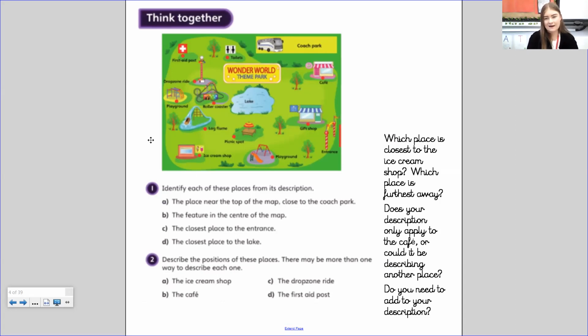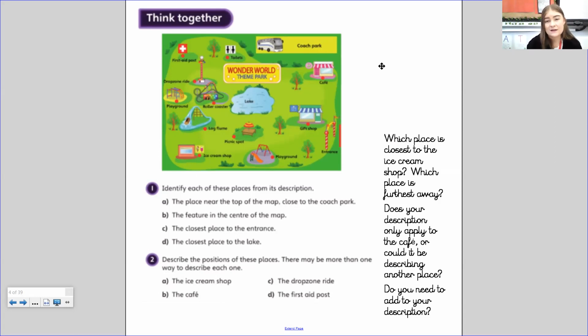B then, the cafe. Now be careful because as with the first one, our description might only apply to the cafe, but it might also accidentally describe two places. So have a look at the cafe. What can we use to describe it?